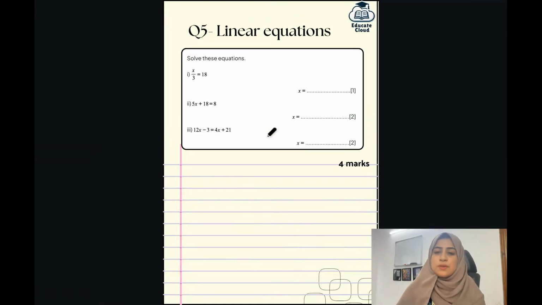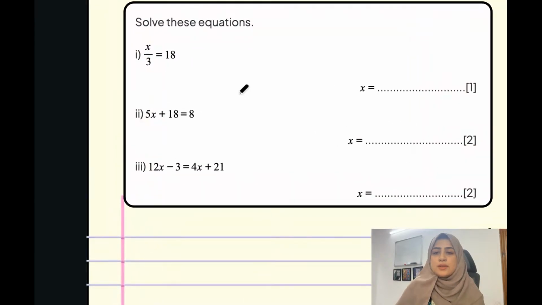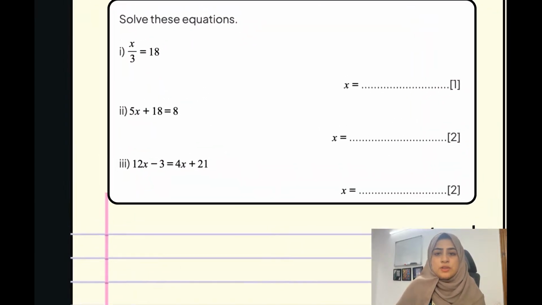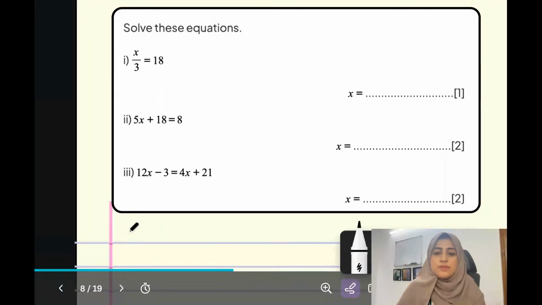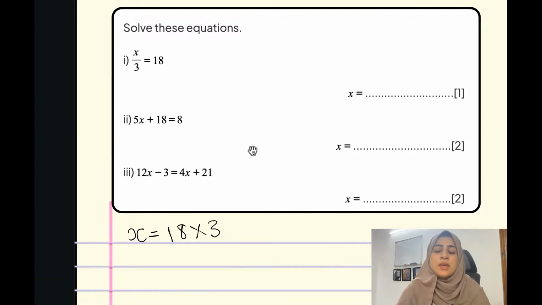That's 4 significant figures. Okay, next, these are pretty straightforward. So you do need to know how to solve these equations. So the first part is x is equal to 18 times 3. That's pretty straightforward because anytime that you divide by something, you would times, because you need to change it. Yeah, that gives us 54.